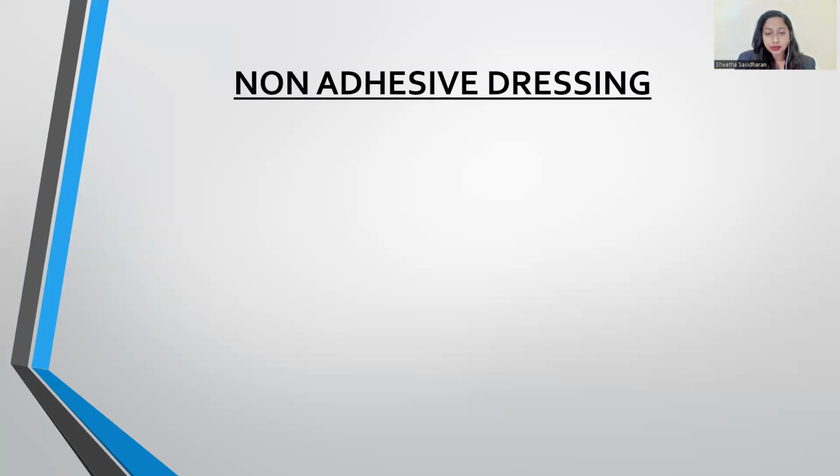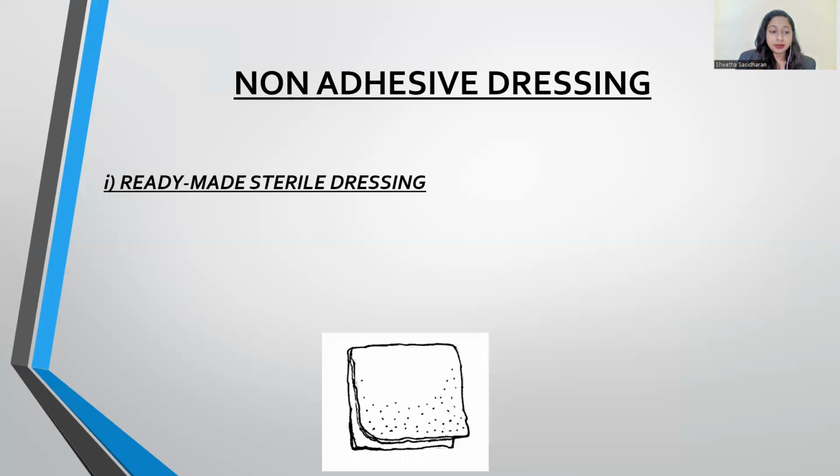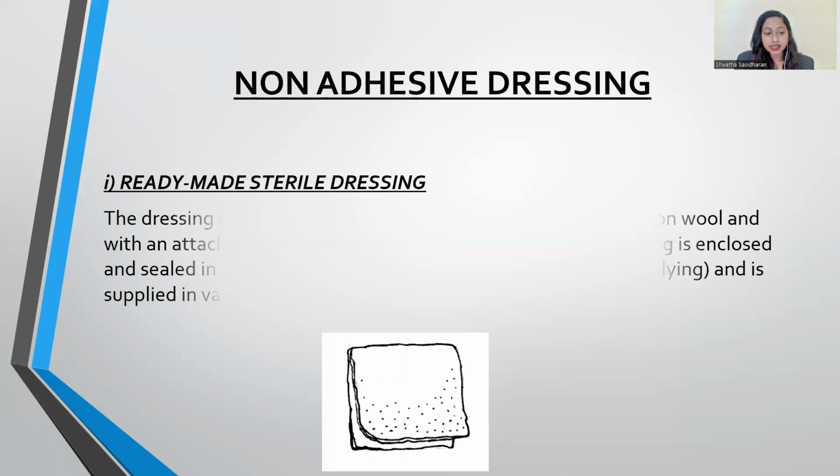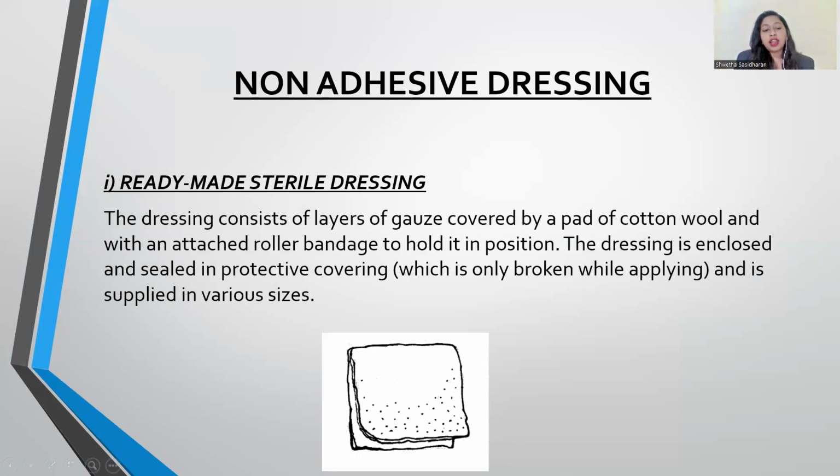Next is the non-adhesive dressing. There are three types. One, which we can find over the counter, is known as the ready-made sterile dressing. These dressings consist of layers of gauze covered by a pad of cotton wool, with an attached roller bandage to hold it in position. The dressing is enclosed and sealed in a protective covering and comes in various sizes. As the area differs, the size of the ready-made sterile dressing will also differ.